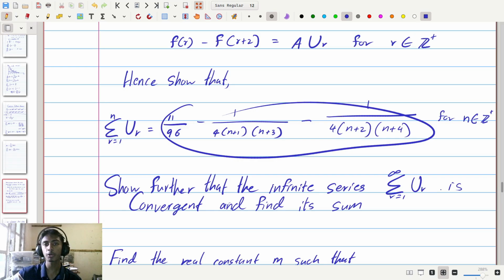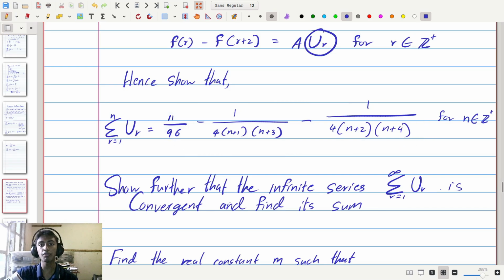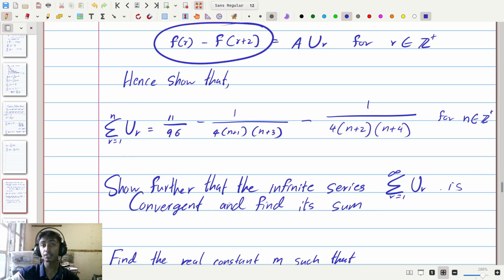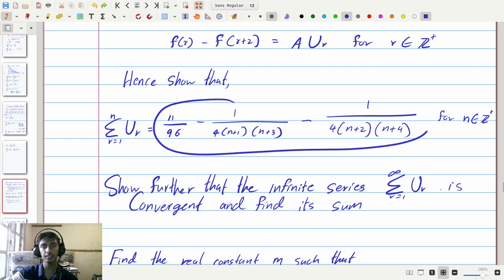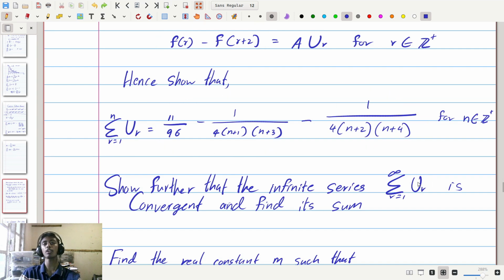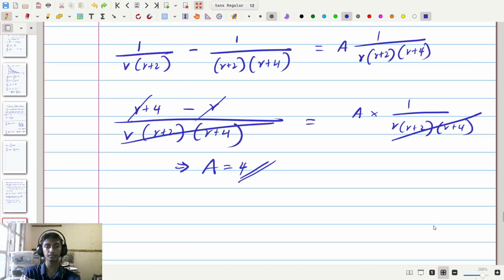In order to do this, what we're going to do is replace u of r with this bit over here by substituting the value of a into this equation and rearranging it to get u of r, and then after substituting we're going to use the fact that this right here is a telescoping sum in order to find an expression which is going to give us this exact equation here. So let's go down and do exactly that.